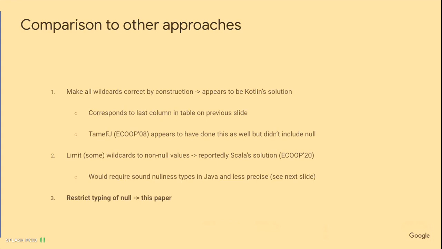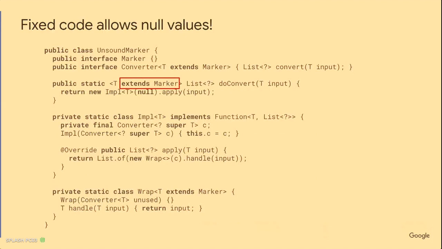But we don't have nullness types in Java, and clearly that would be quite an effort to introduce. Or we can restrict the typing of null. And the other thing that's interesting about that is that technically, this allows some programs that nullness types wouldn't. So here's our example again.